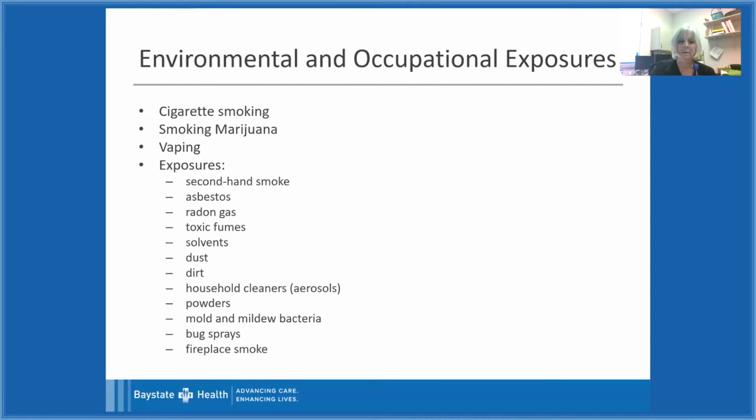And then we have all kinds of exposures to secondhand smoke, asbestos, radon, toxic fumes, solvents, dust, dirt, household cleaners. We spray everything in the air. We have, not to pick on any certain brands, the things we plug into the wall and they make the house smell nice. All of these things that we're adding to our air and we're breathing in can be harmful to our lungs. Mold is a big issue. Fireplace smoke, powders, all kinds of things can cause problems for our lungs.